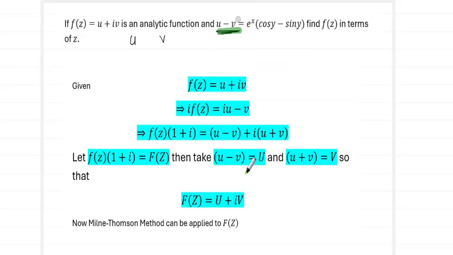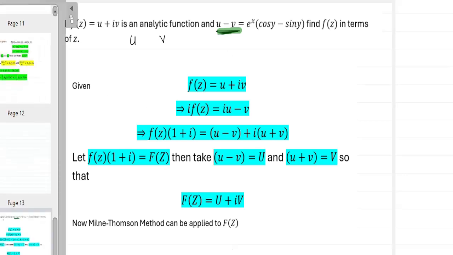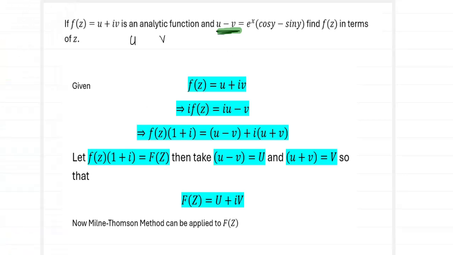So keep in mind, what is going to be my given capital U now? I have my u minus v given, so I am assuming this to be equal to my capital U, which is the real part of my capital F of z. Now I am going to apply the Milne Thomson method in a similar fashion and do the same thing.